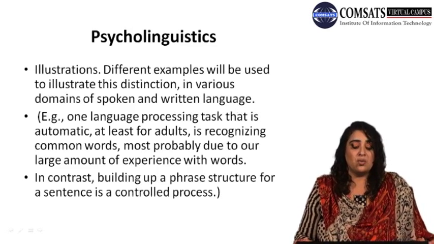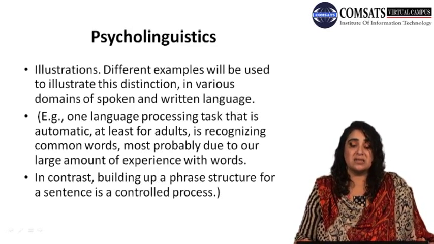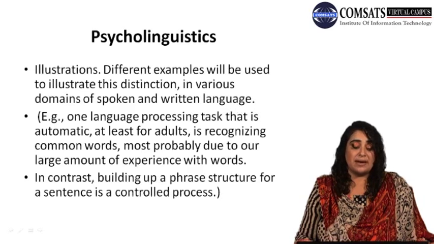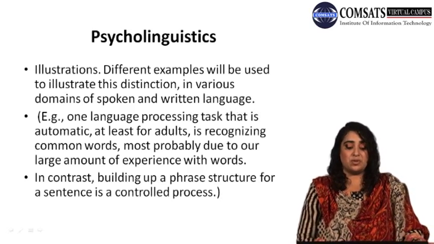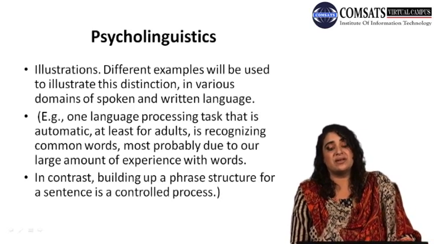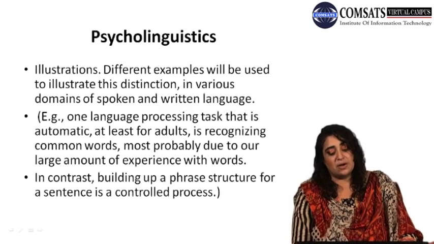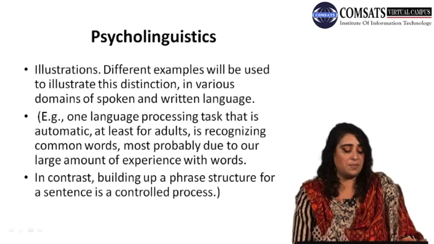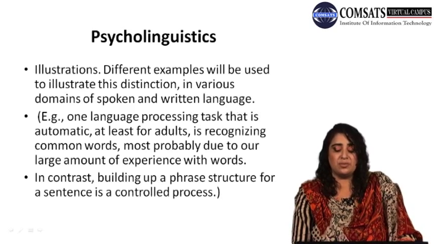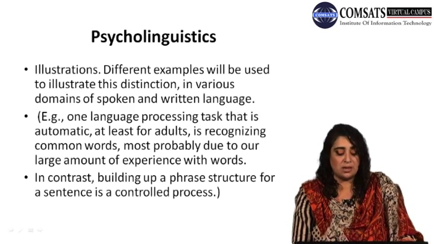Now, for example, one language processing task that is automatic, at least for adults, is recognizing common words. So when we look at language, the most automatic language processing task for adults is recognizing common words. Most probably due to our large amount of experience with words. Because we have a very large vocabulary, and we have a lot of experience with words.